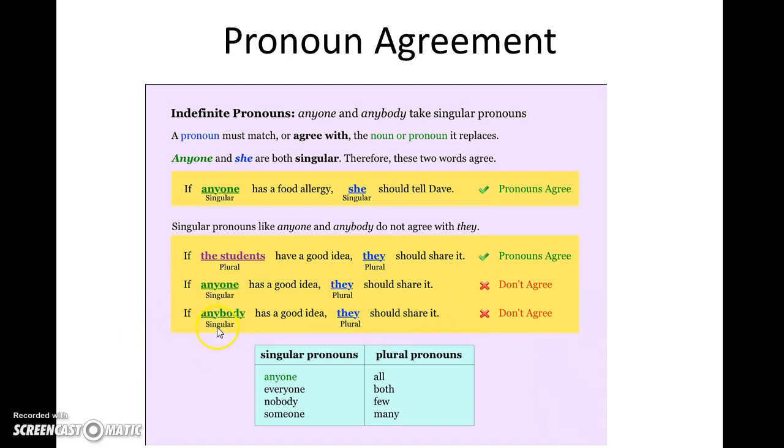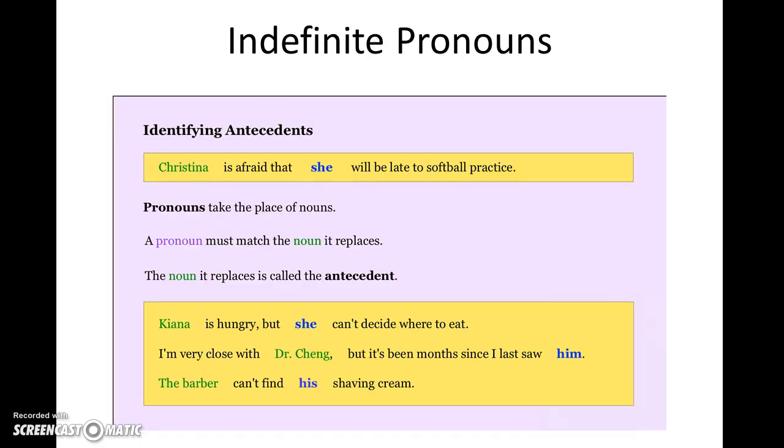This one used to always trip me up. Anybody is the same as saying any single buddy, any one body, right? Anyone has a good idea. He or she should share it. All right? You have singular pronouns here, plural pronouns here. Make sure we know the difference between the two. Don't need to memorize those, let's just know the difference.